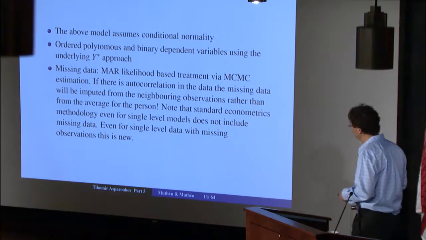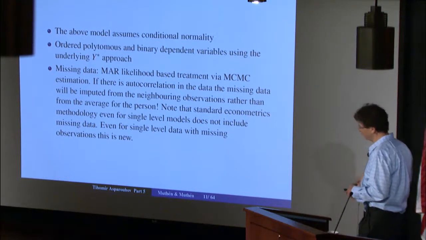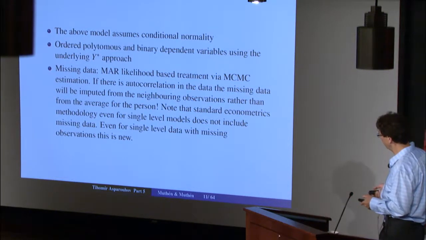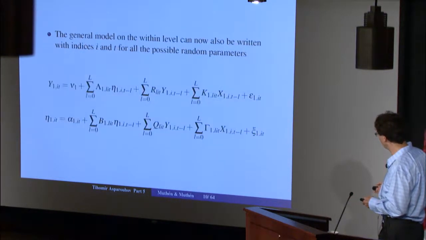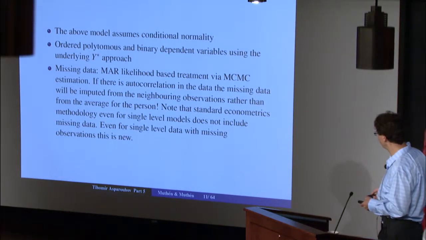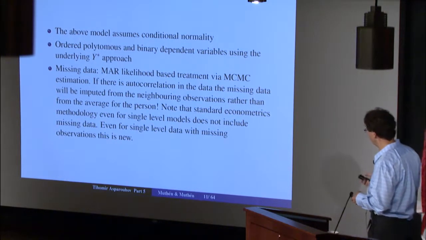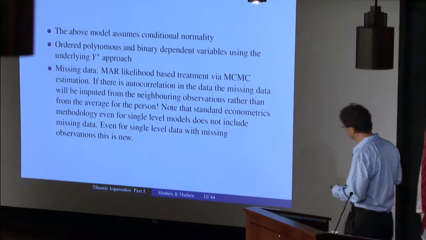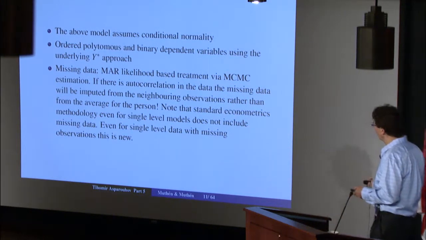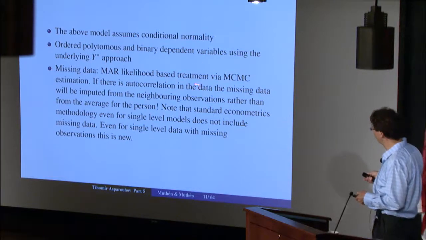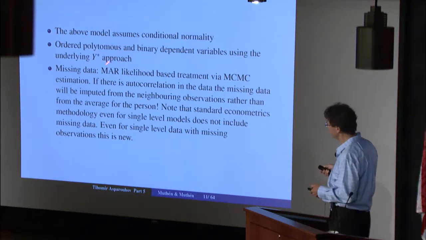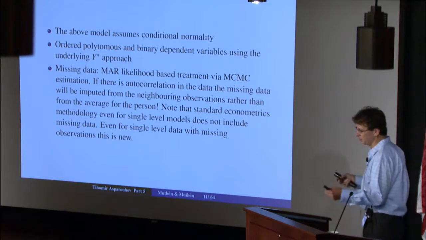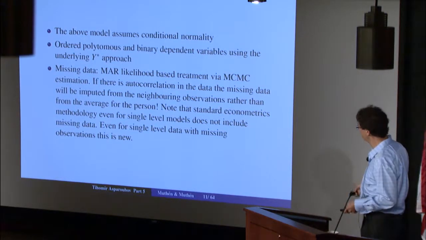So the general assumption of the model is that all residual variables in the model are assumed normal. We state that as conditional normality. Categorical variables are incorporated in the model using the underlying Y star approach. So it's basically a probit link function.